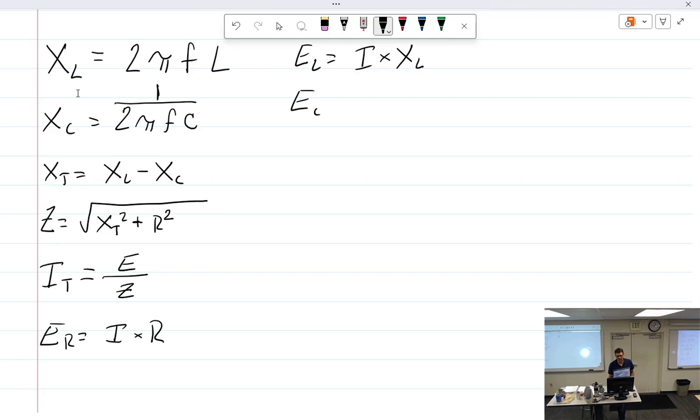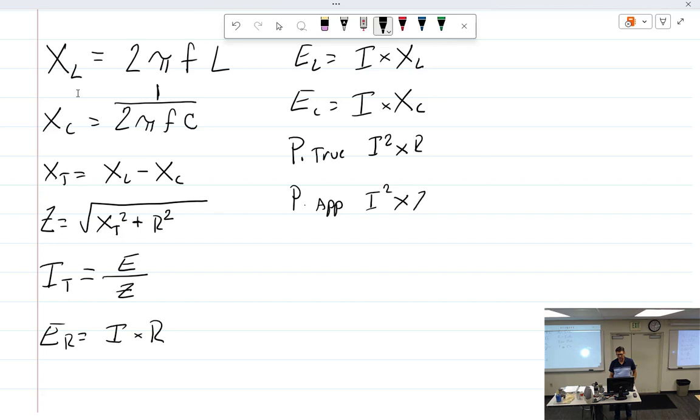Suppose you want E of C too. Yeah. Power true formula for X and L after I squared times R. Power parent I square Z. Yes. P true. And then, can we get our sine, cosine thing? Yep. So let me see.